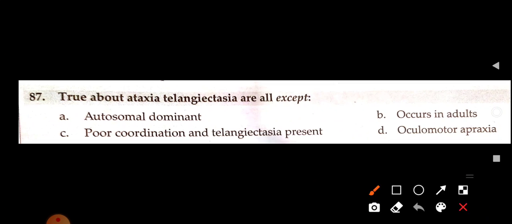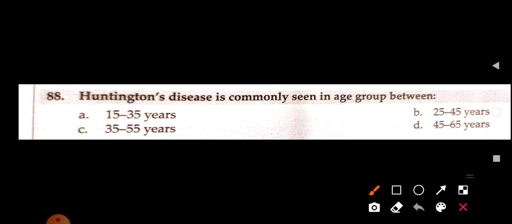True about ataxia telangiectasia are all except. Ataxia telangiectasia is autosomal recessive, not dominant. It does not occur in adults; oculomotor apraxia, poor coordination and telangiectasia are present. So the answer is A. Now, Huntington's disease is commonly seen in which age group? The age group for Huntington's disease is 25 to 45 years.